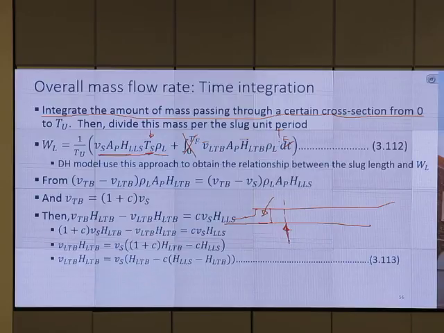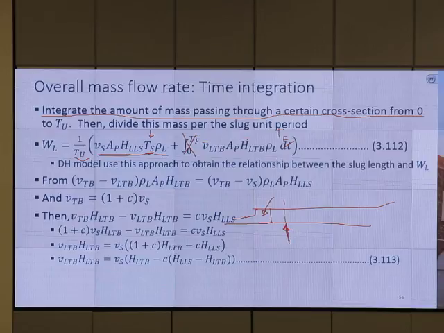How long that arrow will stay in the film zone? Ts. So multiply them together, I get mass that passes through that battery. Okay? So total mass divided by Tu, I get mass flow rate.